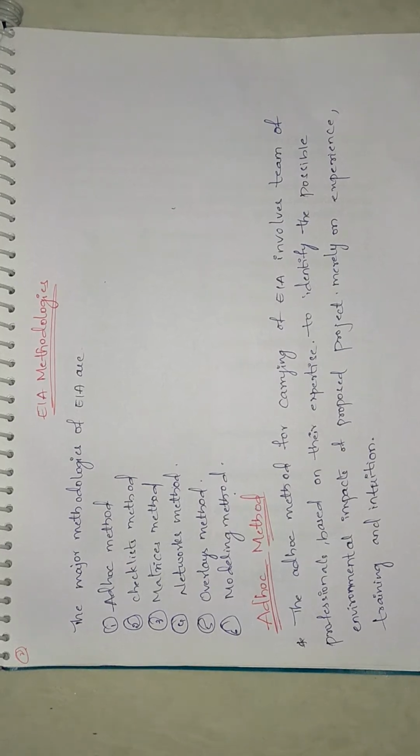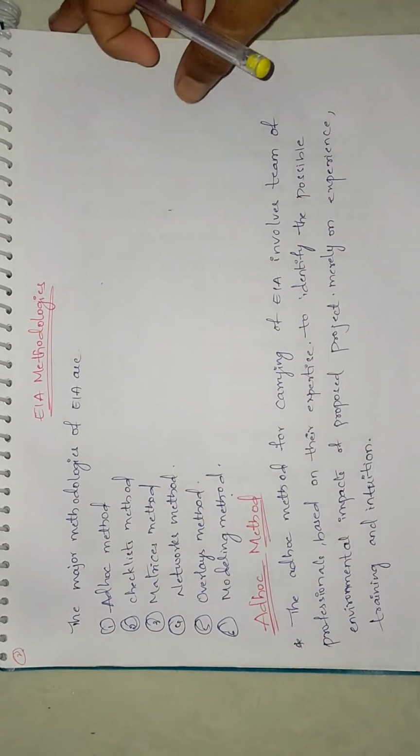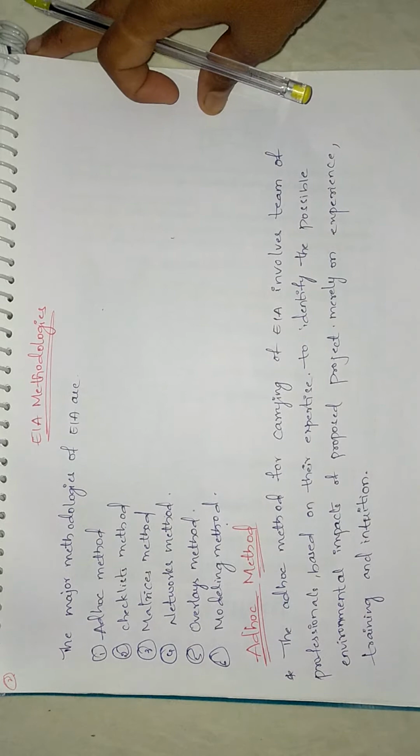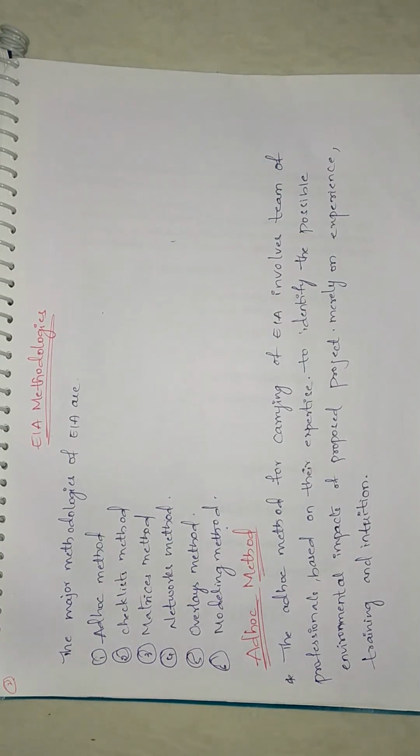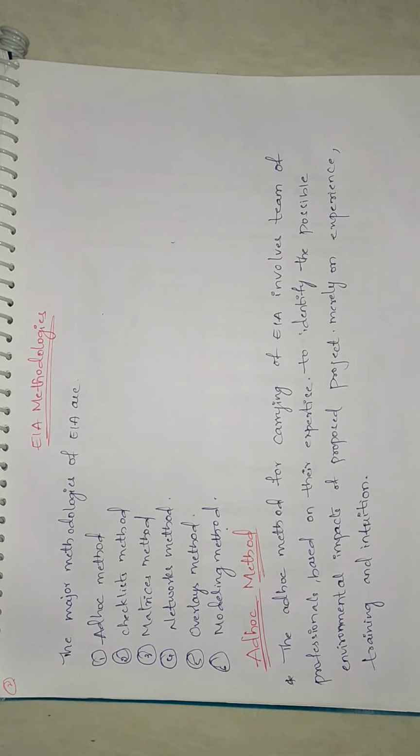Hello everyone, in today's video we are going to see about EIA methodologies. So what are these methodologies? They are for every environmental impact assessment. That means whenever we are going to conduct any assessment, we have to follow certain rules and conditions, and based on those rules and conditions only, we will have the authority to either approve the project or reject the project.